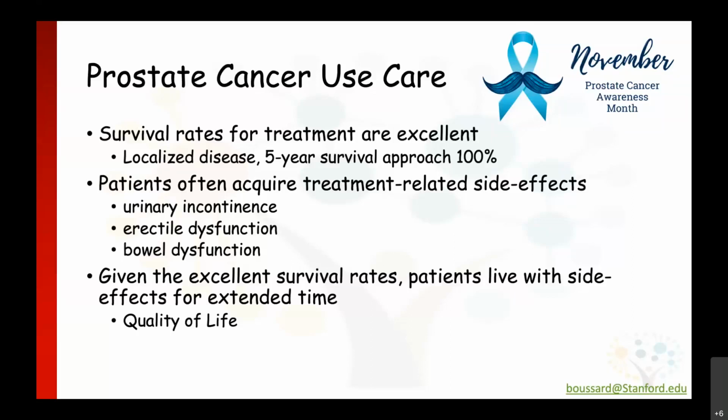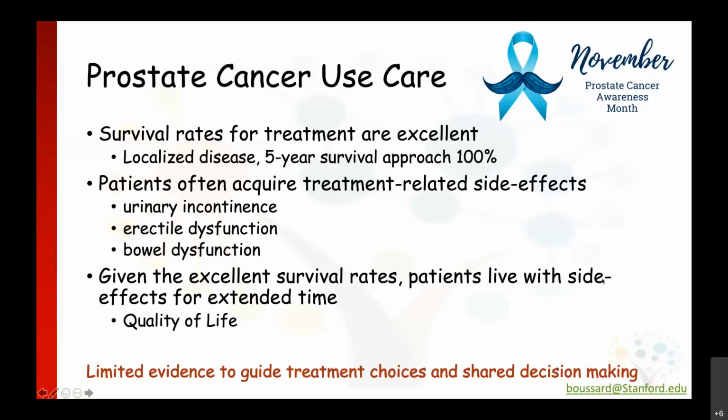Because PROs are so difficult to capture at the population level, there's limited evidence to guide treatment choices and shared decision making. When the patient and clinician are talking, how do you guide a patient between surgery or radiation if their quality of life, urinary incontinence, or erectile dysfunction is directly related to that choice?